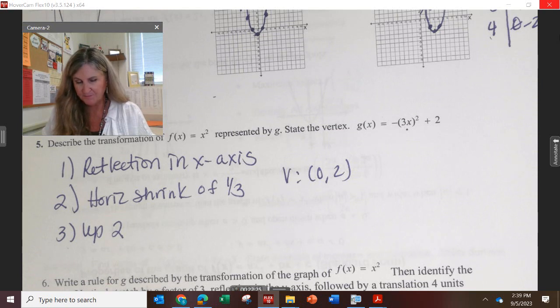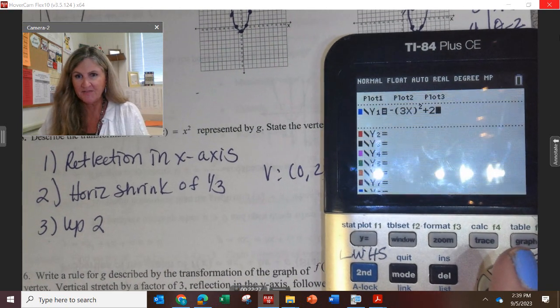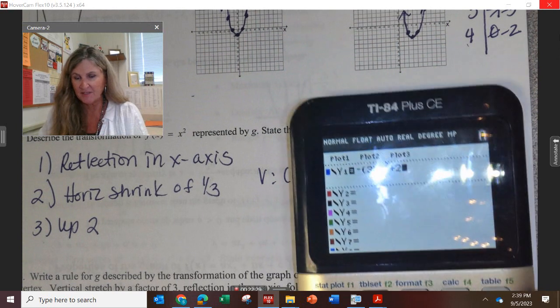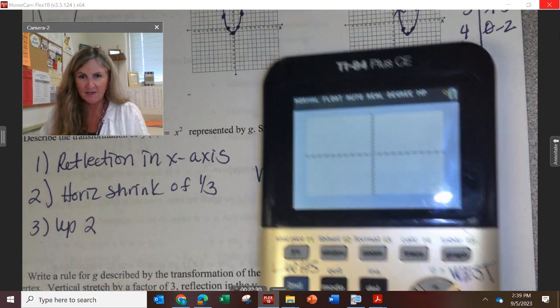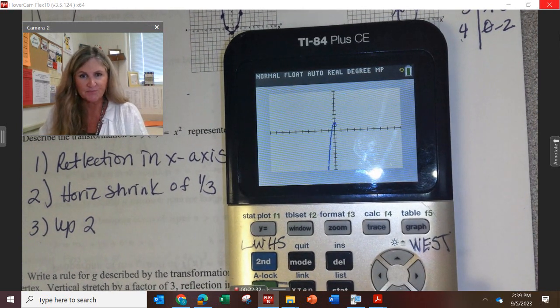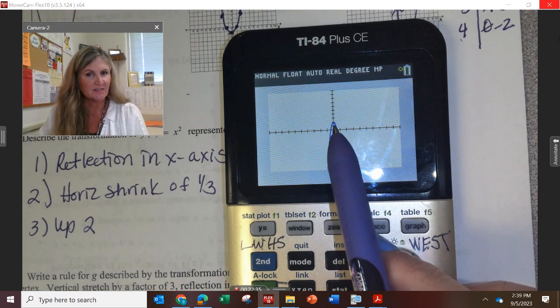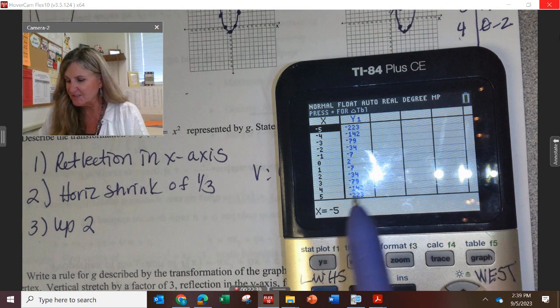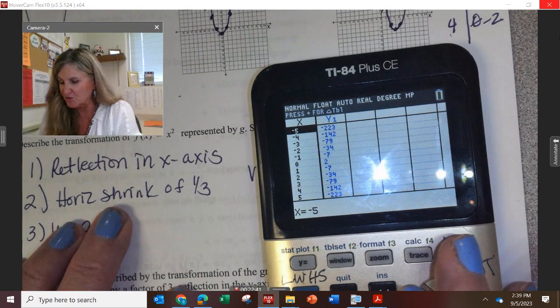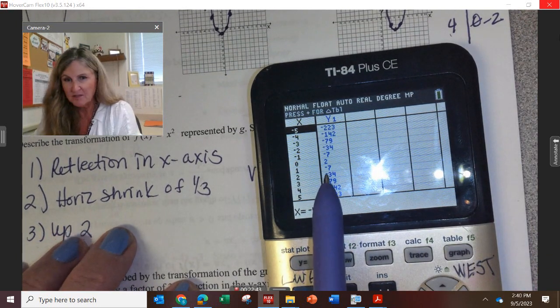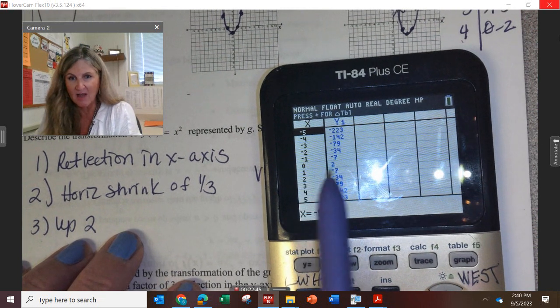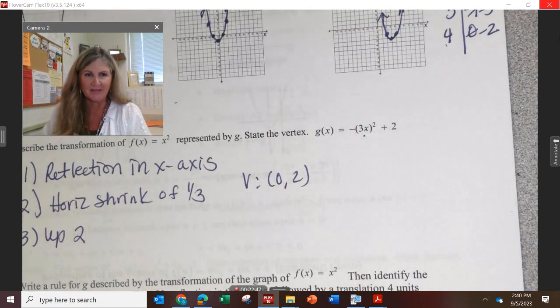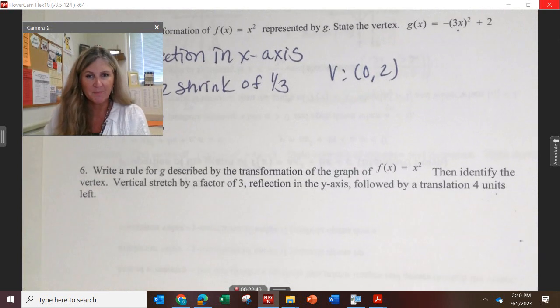I'll show you. All right, so I put the function in just exactly as it's written there. And here's the way it looks. So see that vertex is 0, 2? If you look at the table, also you can see that horizontal shrink of a third. So it's going to actually take it a lot longer to make all that happen. We could make a table and see it better, but.